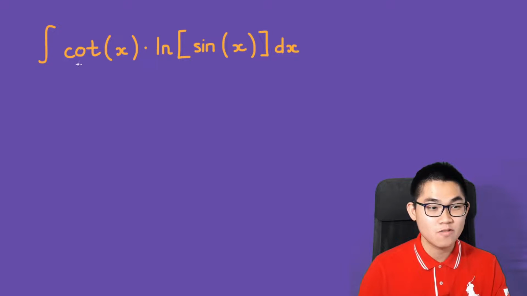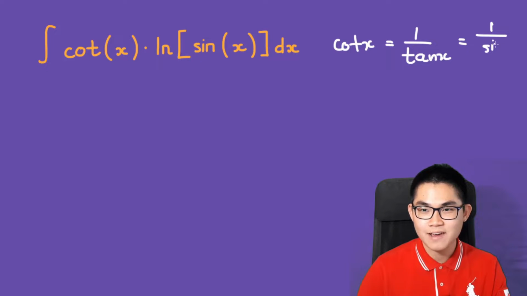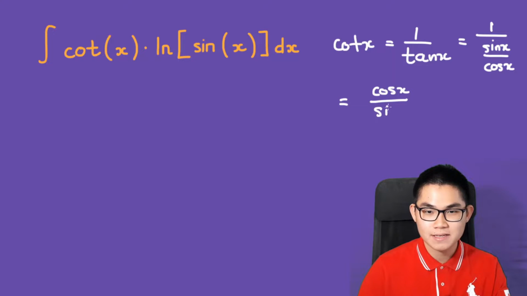The integral of cotangent of x times the ln of sine of x dx. So the first thing we want to do here is notice that cotangent of x is the same as 1 over tan of x. And this is the same as 1 over sine of x over cosine of x, because tangent of x is sine of x over cosine of x. And this will be simply cosine of x over sine of x. So that's the first step to simplifying this integral.